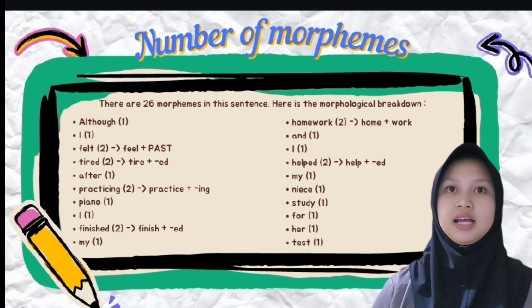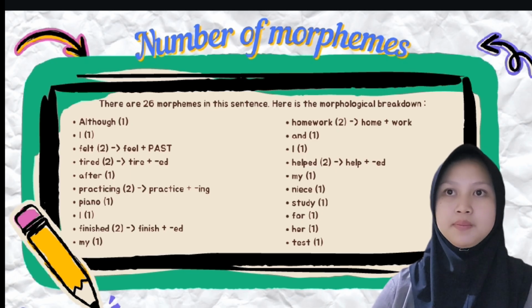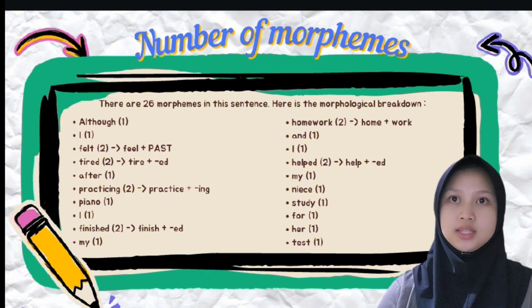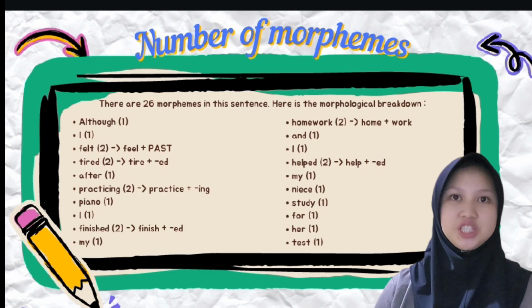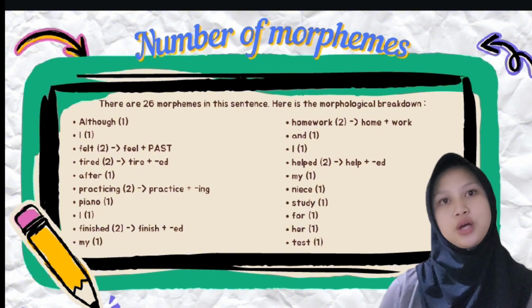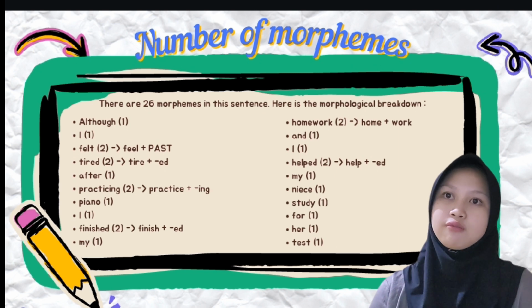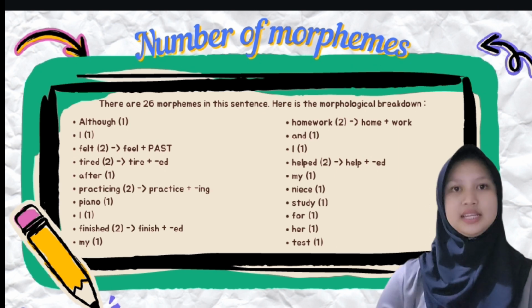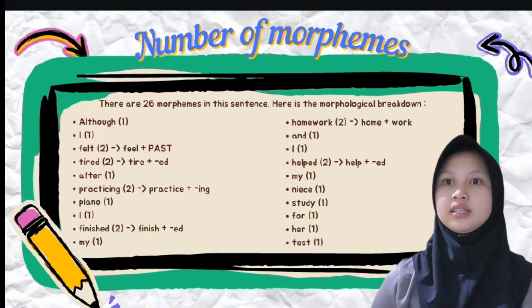For example, the word homework consists of two morphemes, home and work. The word helped consists of the root word help and the past tense suffix ed. Similarly, finished contains finish and ed, while practicing contains practice and ing. So, after analyzing all the words in the sentence, the total number of morphemes is 26. This shows that several words in the sentence contain multiple meaningful components.